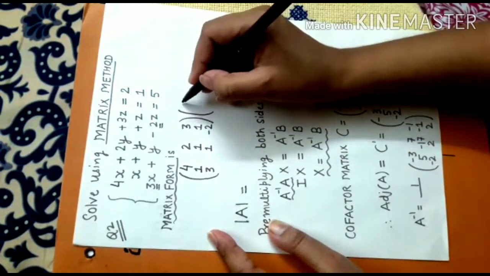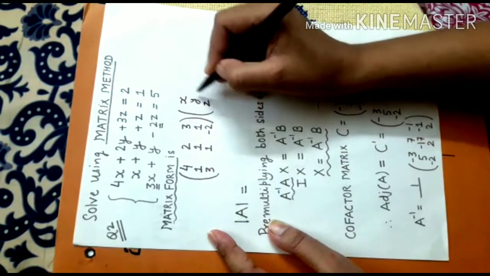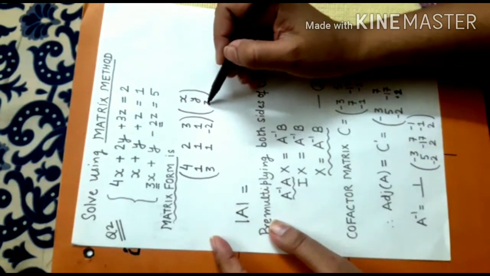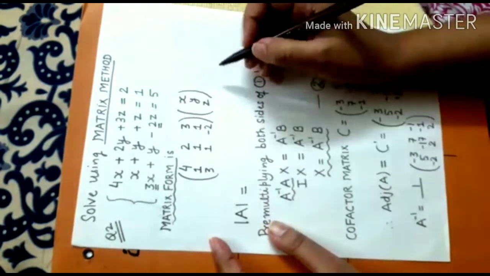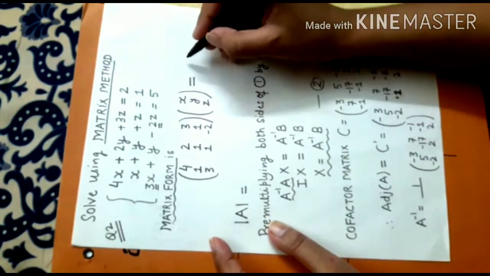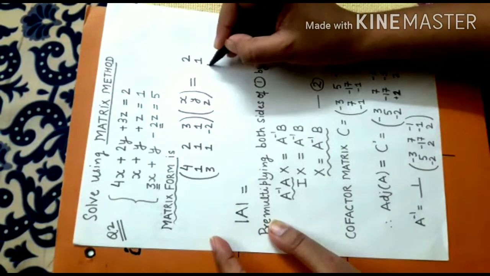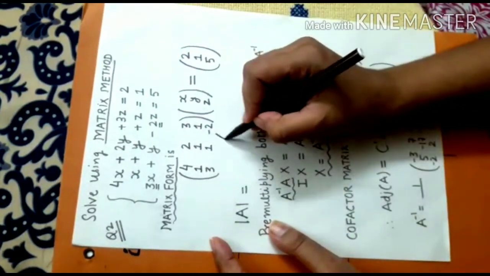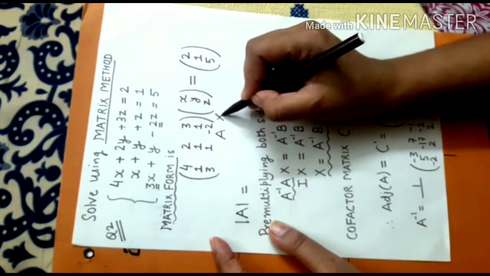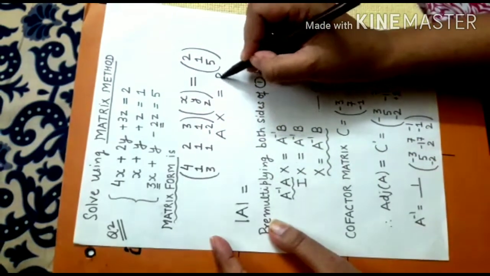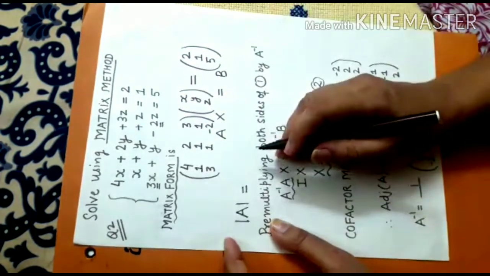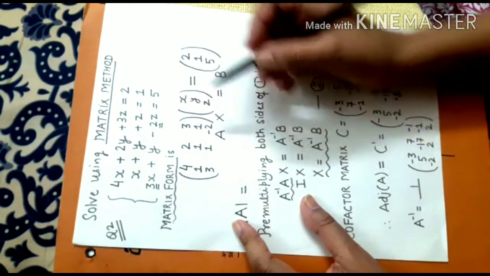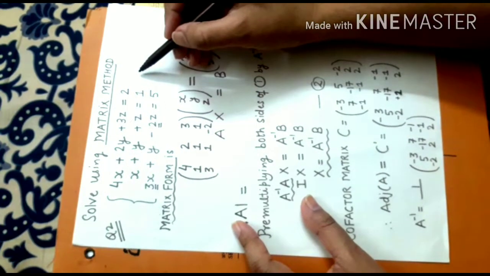This is multiplied with the matrix this, which contains x, y and z, the variables in the equation. And this is equals to matrix this. Now here this is A, this is X and this matrix is B. So this is the matrix form of this system of equations.